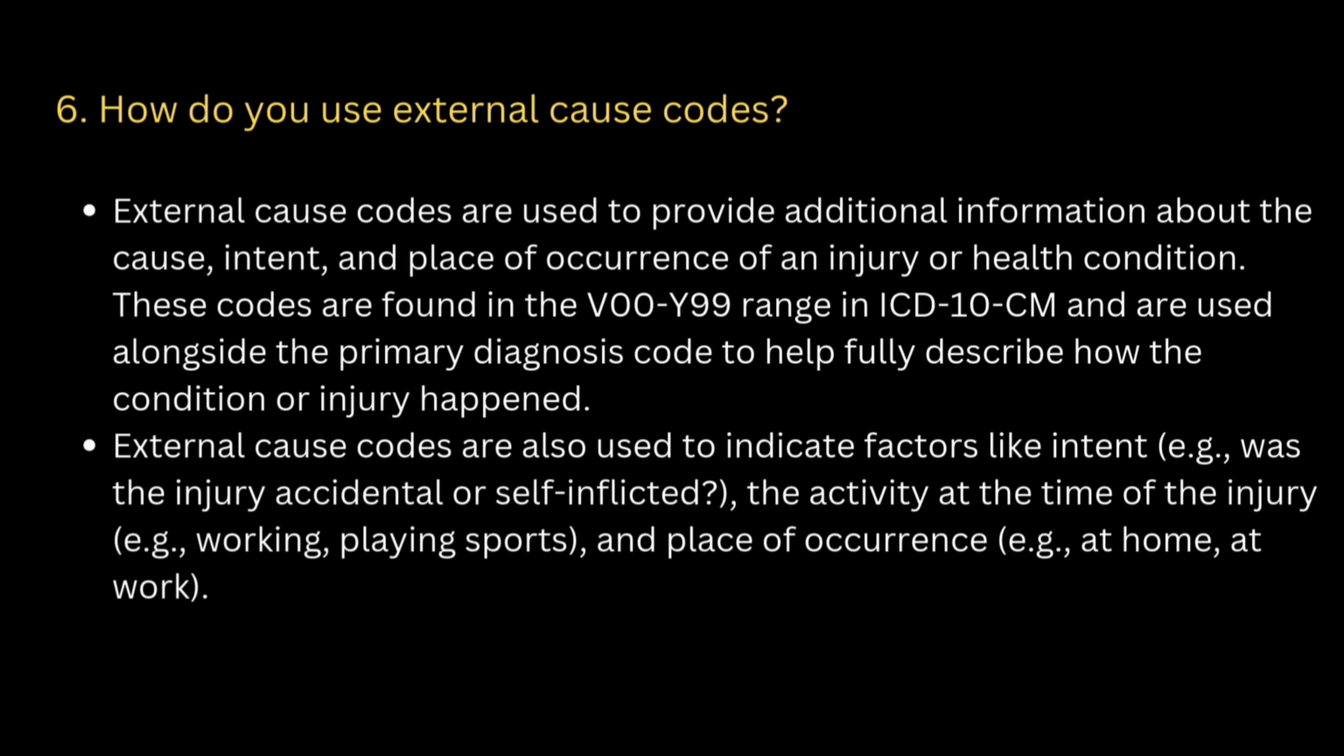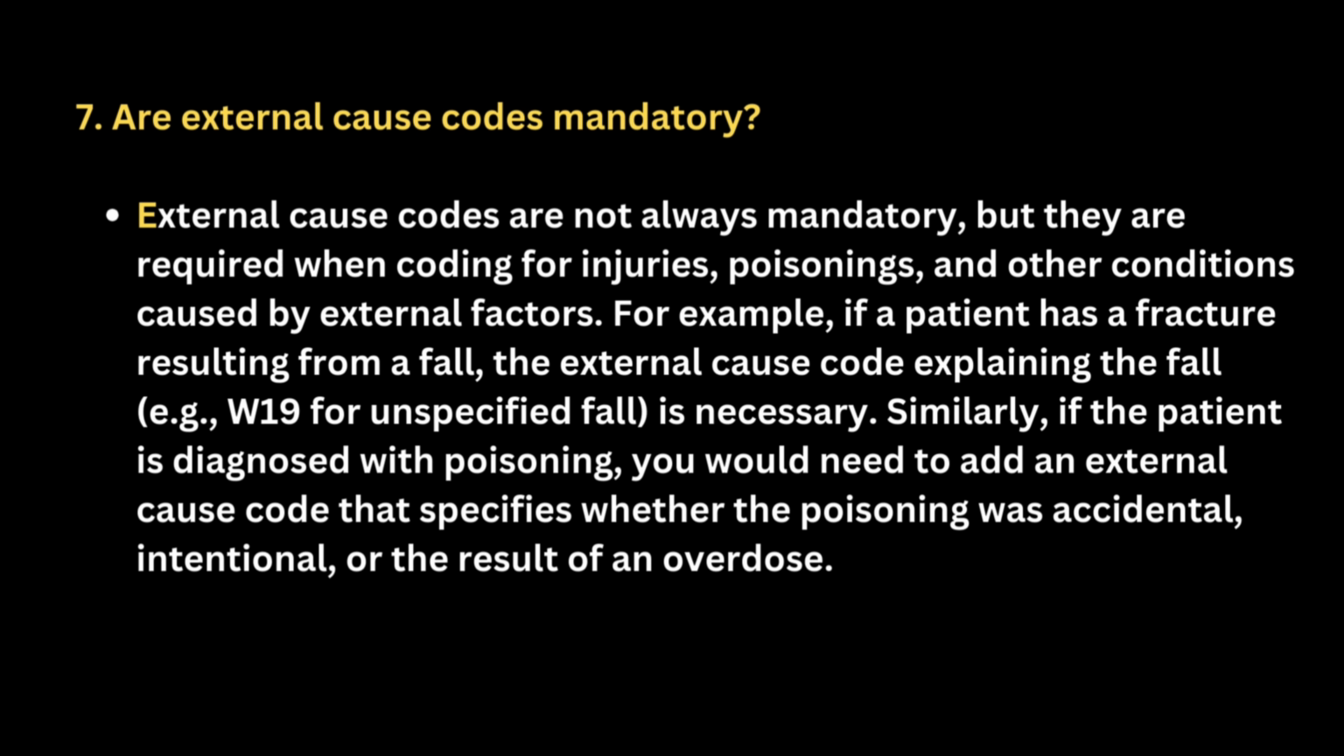Sixth question, how do you code external cause codes? External cause codes are used to provide additional information about the cause, intent and place of occurrence of an injury or health condition. These codes are found in V00 to Y99 range. External cause codes are also used to indicate factors like intent, the activity and the place of occurrence.